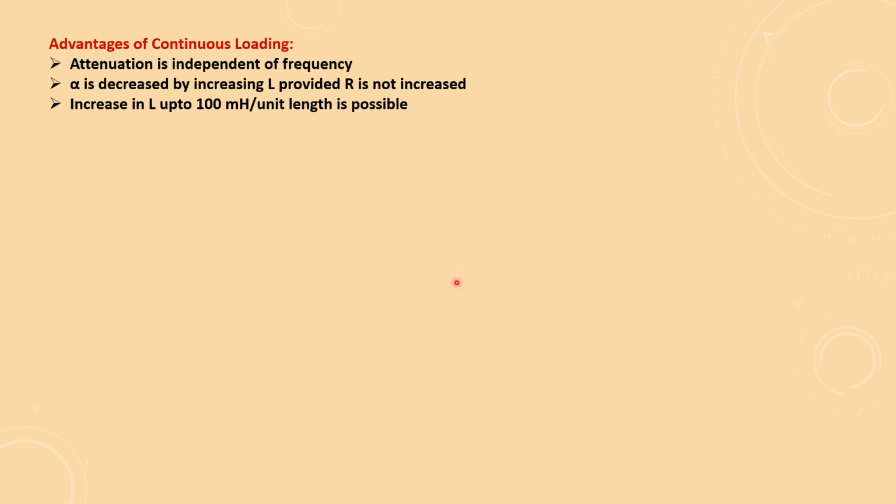By using this continuously loaded cable, we can say that attenuation is independent of frequency, as I told you, and alpha, that is the attenuation constant, can be decreased by increasing the L. At the same time, the R value should not be increased greatly. The third advantage is that we can increase the inductance up to 100 millihenry per unit length, and only up to that point is possible in case of continuous loading.